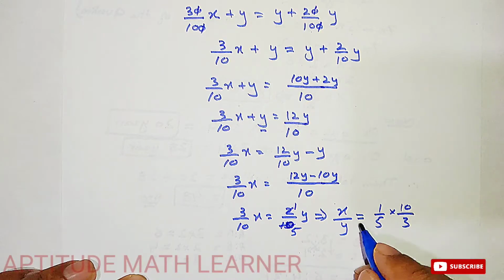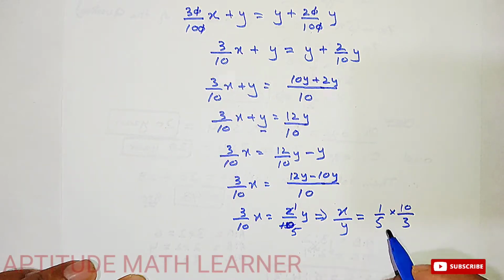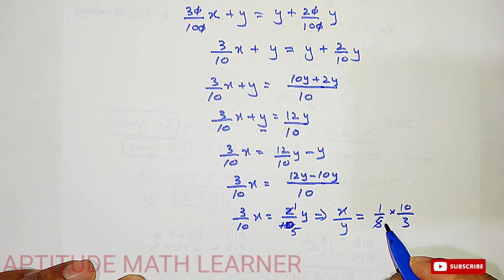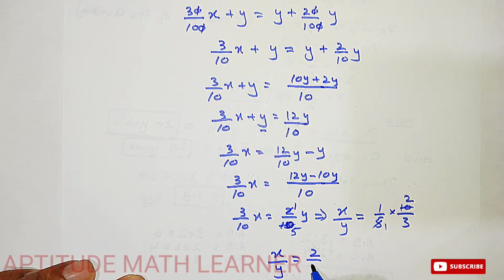So here we have x ratio y. This becomes 5 ones are 5 and 5 twos are 10. So now we have x ratio y as 2:3. So this is the ratio which has been asked in the question.